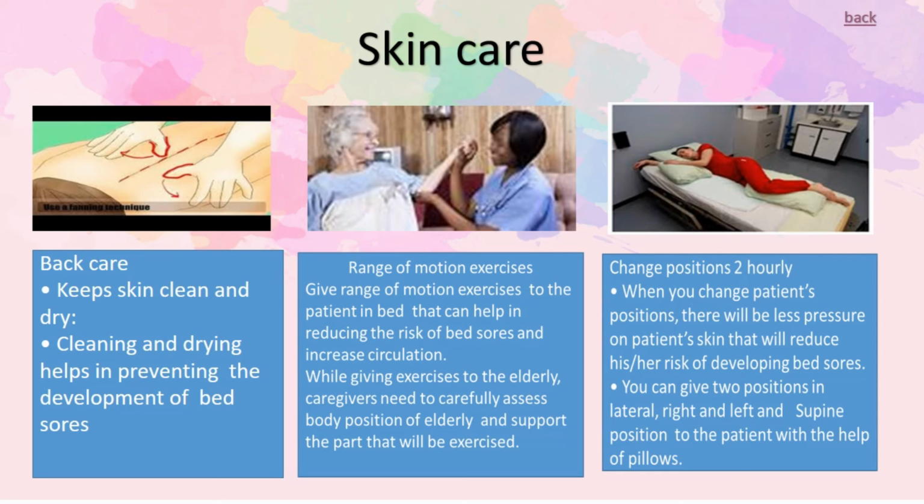Second thing is range of motion exercise. We must give range of motion exercise for the patient to reduce the risk of bedsore, and we must be cautious with the elderly to prevent harm to the patient. Change position 2 hourly for the patient, and this will prevent developing bedsore. The positions the patient can be in are lateral, right and left, supine position, and semi-fowler position with support with a pillow.